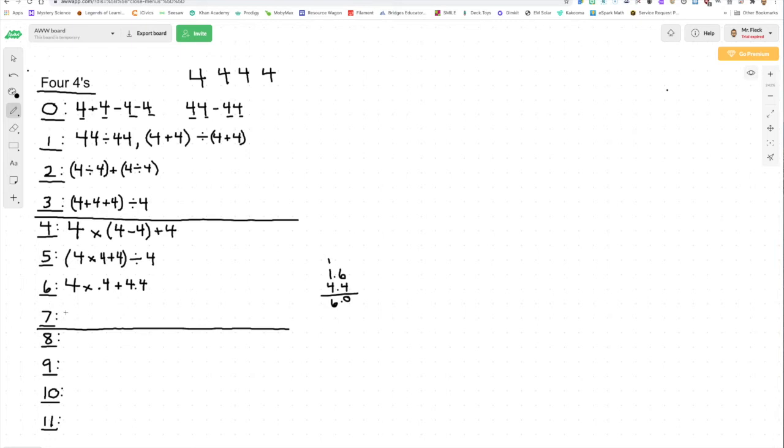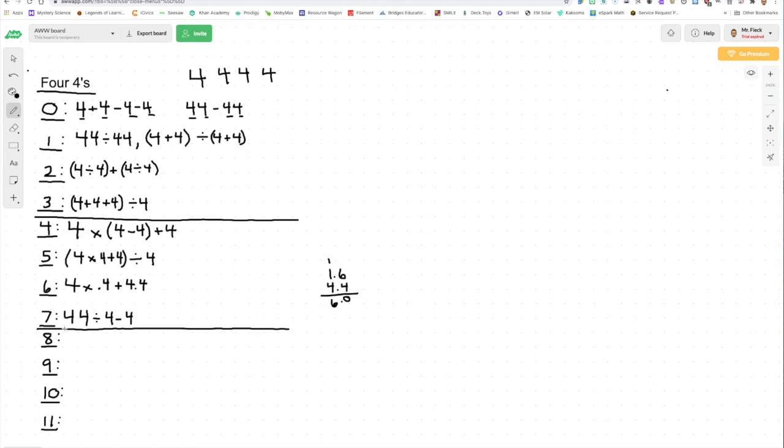And then for 7, I did 44 divided by 4, and then minus 4. So 44 divided by 4 is 11, minus 4 is 7. So there's a solution I came up with using 4 fours for 4, 5, 6, and 7.